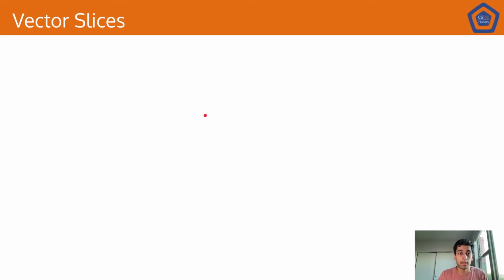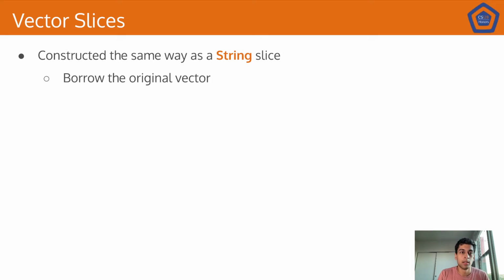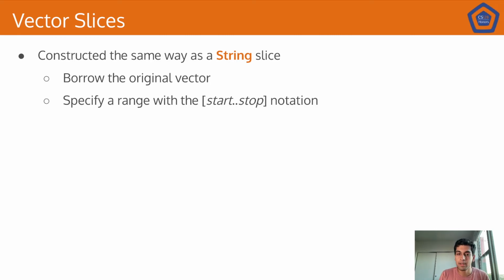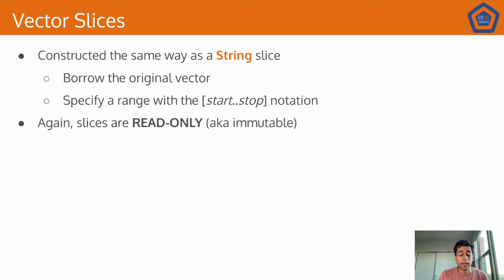So you can also take slices of vectors. If you think about it, strings are just vectors of characters. So extending that idea to vectors of any type does work. Vector slices are constructed the same way as a string slice. You borrow the original vector with an ampersand, and then you specify a range with the start..stop notation. Same rules apply. You can drop the start index, you can drop the end index. Both work. And again, slices are read-only. The vector retains ownership of the data that it contains, and we want to be able to take multiple slices. So slices have to be read-only.